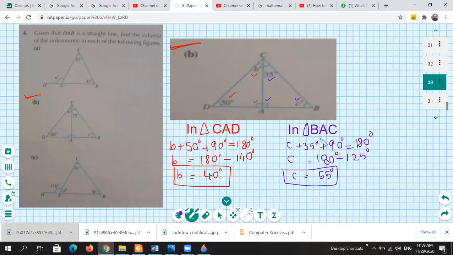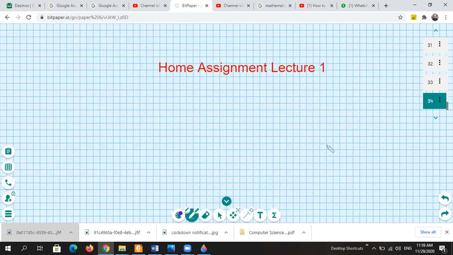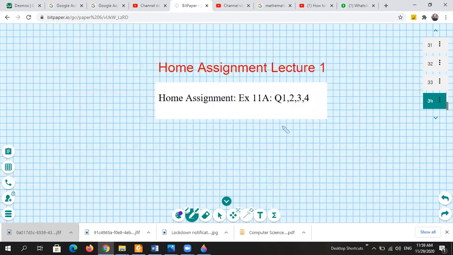All right, I'm giving you some home assignment. The home assignment is the same exercise 11A, questions number 1, 2, 3, and 4. All the parts should be done in your homework notebook, including those parts that I have tried in this lecture.